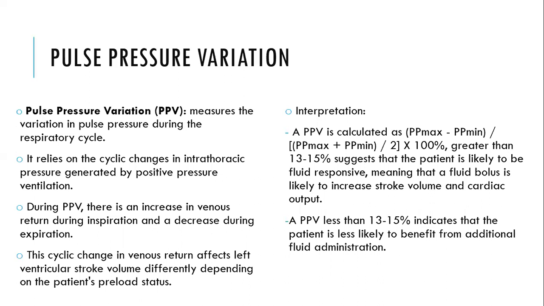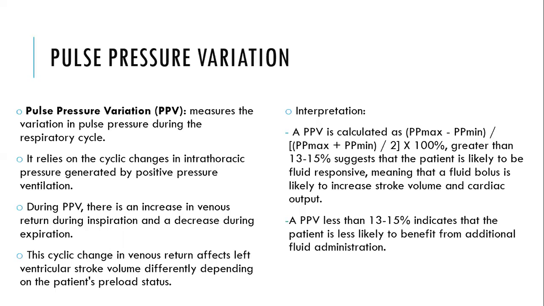So now when you have an increase in venous return, you expect an increase in your systolic blood pressure, and you have a greater margin of your pulse pressure. So the cyclic change in venous return will affect left ventricular stroke volume differently depending on the patient's preload status. So how do we interpret that?